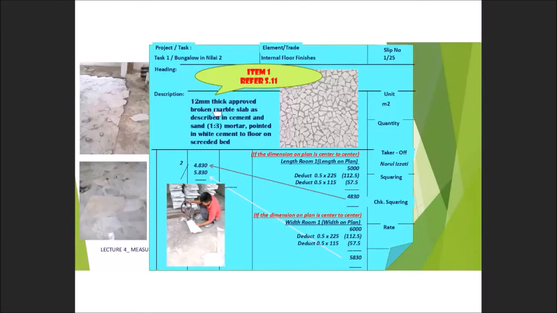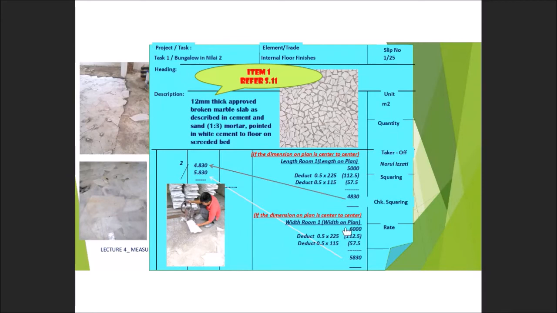Okay, look at this example. This is the example if you use a broken marble. Broken marble doesn't have a definite shape. So you can just write down broken marble, but the thickness must be clearly stated. How the bedding and jointing or the treatment is, we normally mention that it needs to be bedded and pointed with cement and sand, and then you have to mention this one on the screeded bed of cement and sand mortar. Okay, so this is the example.